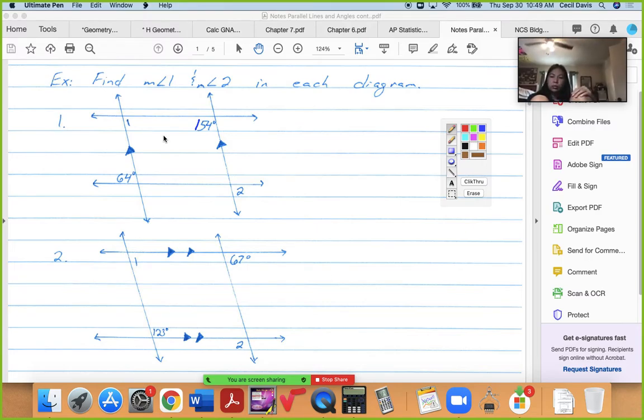We want our transversal to cross two parallel lines, not be one of the parallel lines. So here, we want our transversal. If we're looking at angle 1, the transversal needs to be this line. Okay, then angle 1 and the 154 are supplementary because they're same side interior. So we just do 180 minus 154. We get the measure of angle 1 is 26 degrees.